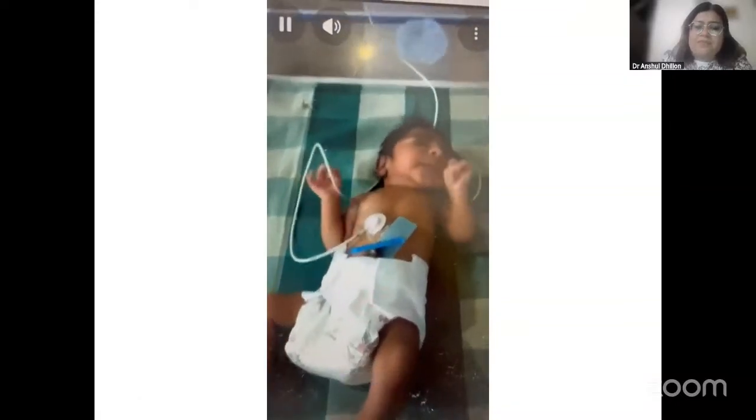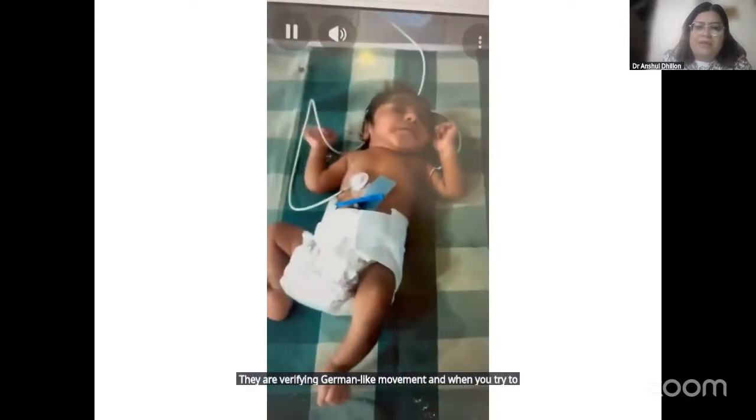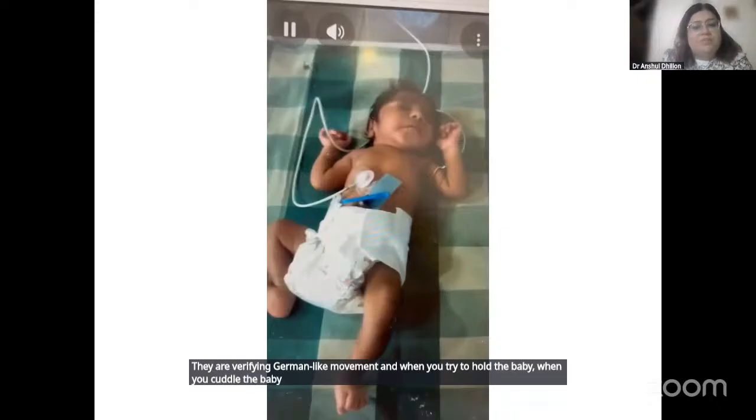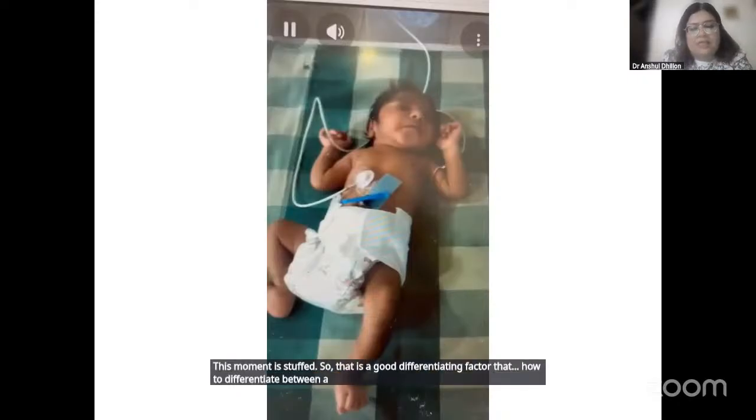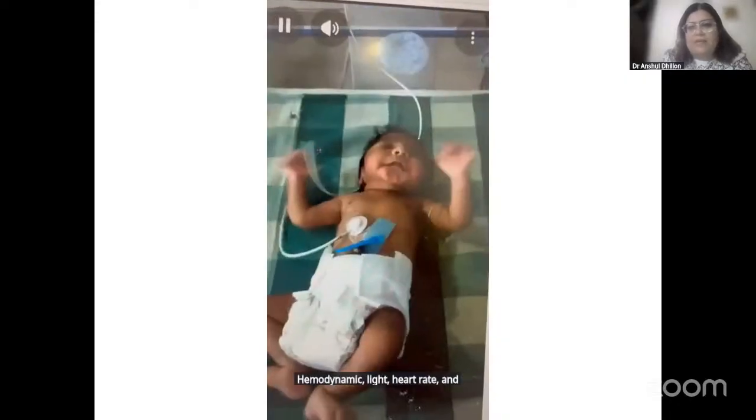See, they are very fine tremor-like movements, and when you try to hold the baby, when you cuddle the baby, these movements stop. So that is a good differentiating factor to tell apart neonatal jitteriness from a neonatal seizure. But again, there is a very gray zone where you have to rely on history and other hemodynamics like heart rate and other parameters as well.